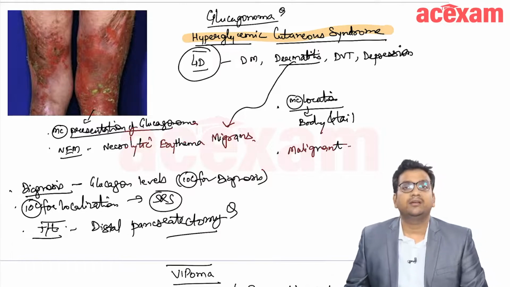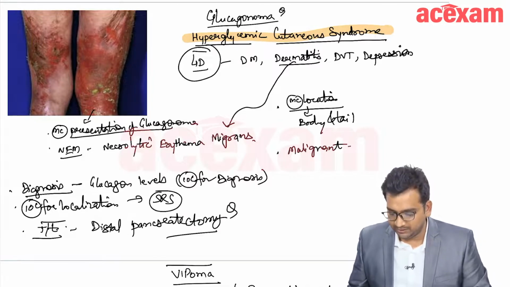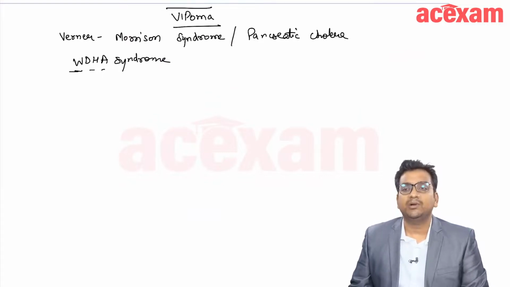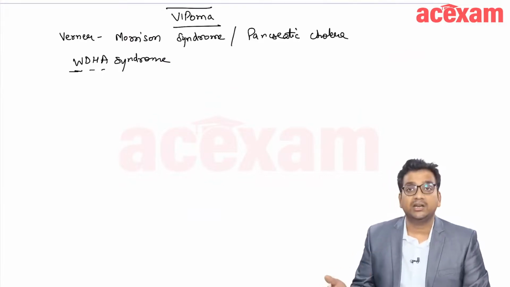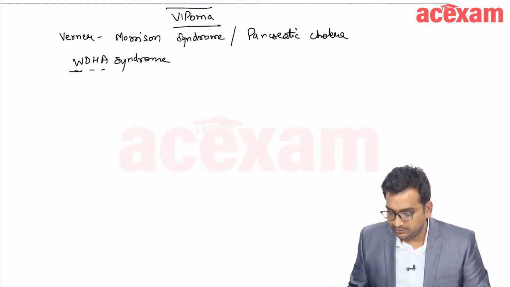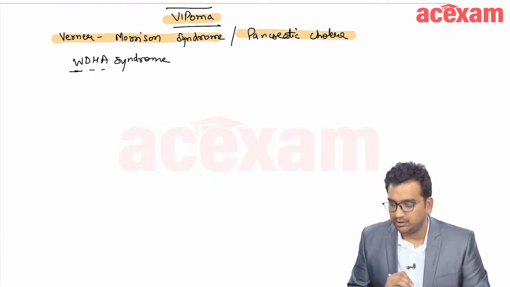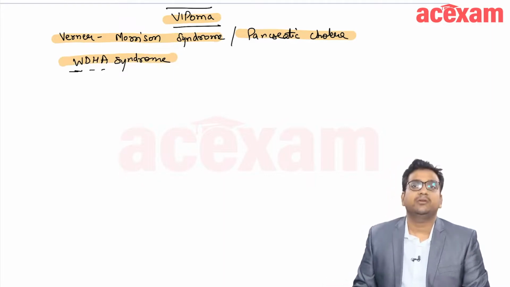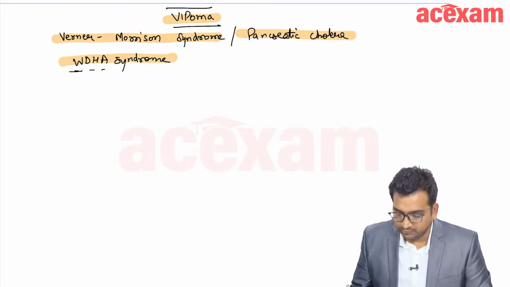Important. Now another important topic is VIPoma. There are certain other names for VIPoma which are very important. It is Werner Morrison syndrome, pancreatic cholera, also known as WDHA syndrome. What is the full form of this WDHA syndrome?